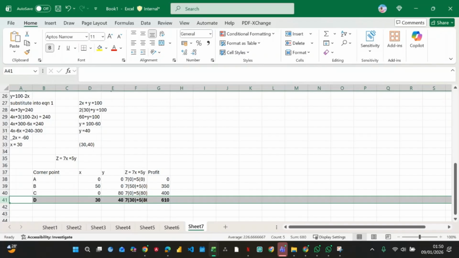So it means that the D here gives us 40, 30. The corner point is going to be 40, 30. It gives the maximum profit. Do you understand? That's all. Yes.